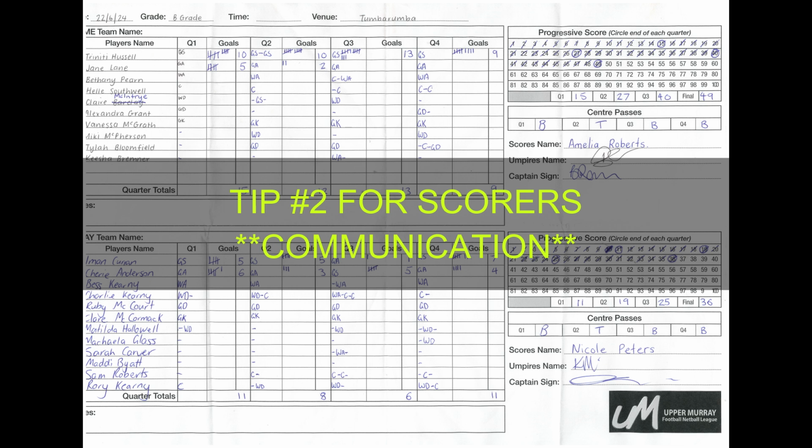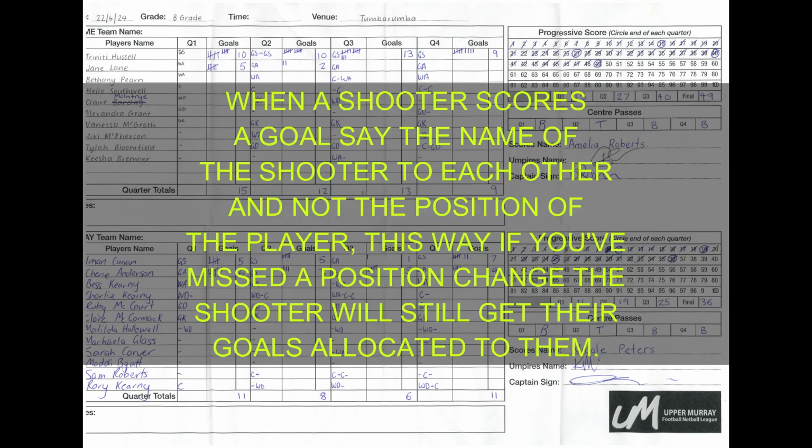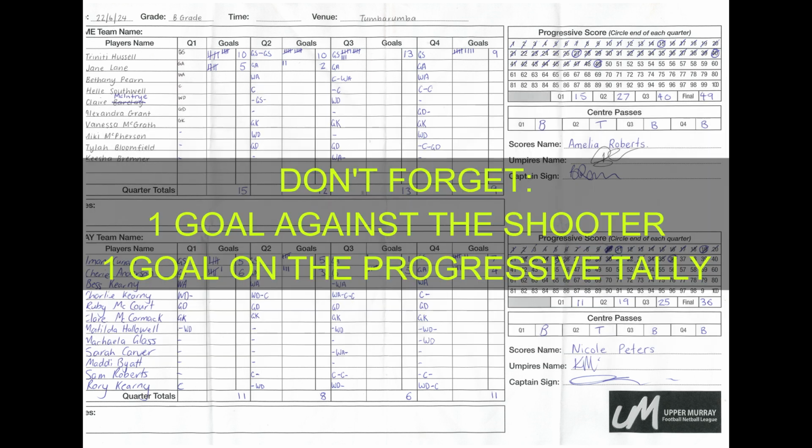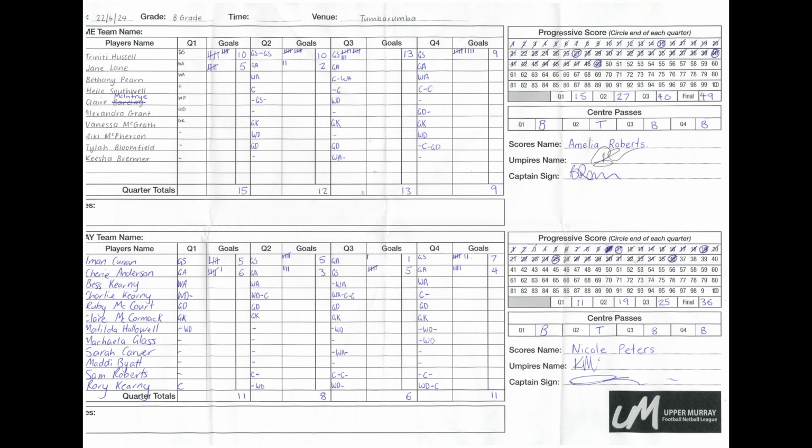Tip number 2 for scorers. Communicate with your co-scorer using the name of the shooter, not the position. That way, if you have missed a change, the person who's scoring the goals will get the goals allocated to them and not the wrong person. Don't forget, it's 1 goal against the shooter, 1 goal on the progressive score. If you do this every time, the goals will add up at the end of the quarter.